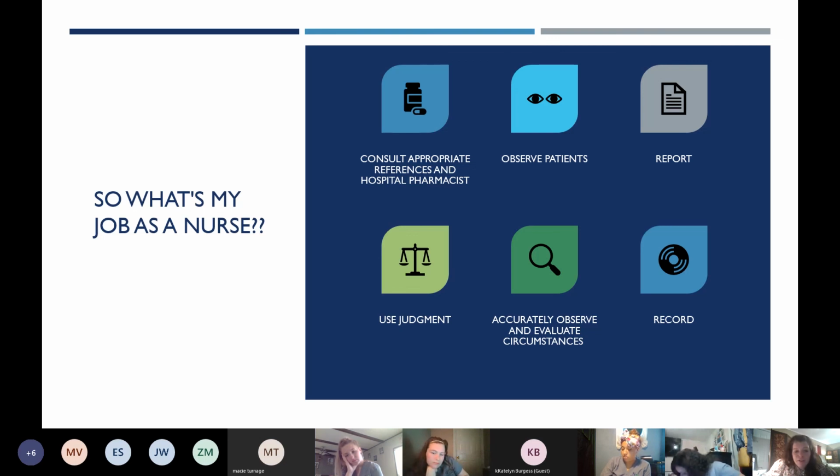You need to accurately observe and evaluate the circumstances. So you need to take all things into account, not just the drugs they're on, but the foods they're eating, their lifestyle, like we talked about, their age, their skin. All of the above needs to be taken into account, and then using your judgment as well.